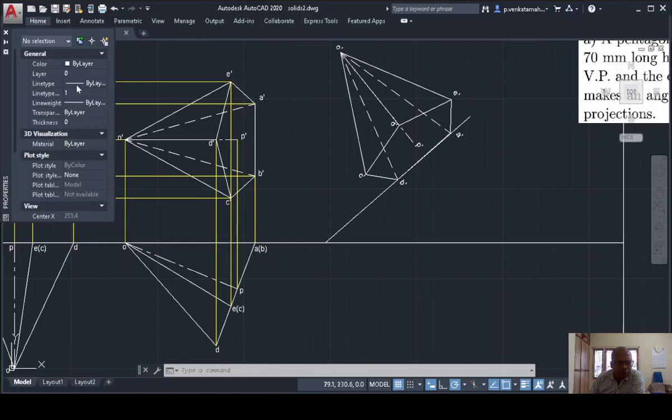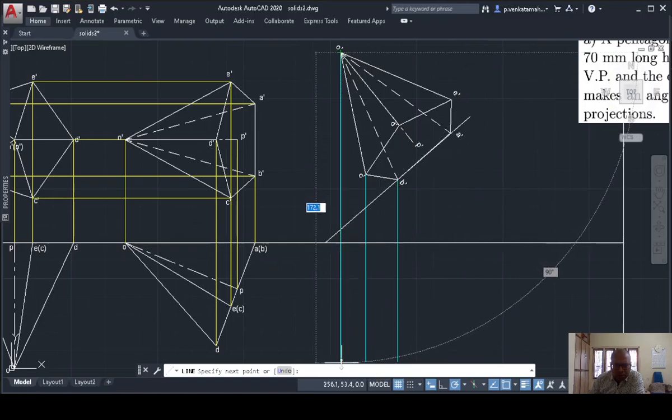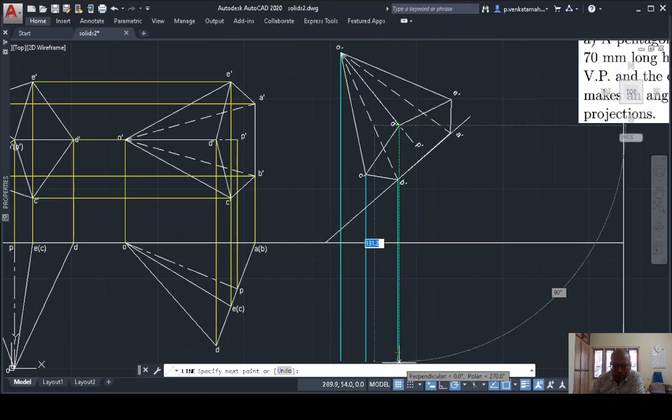So the next one is I have to draw the projections here. Again I am changing colors for projections. So these are the projection lines for the third step. I have to make sure that I am drawing projections for all the points, otherwise the drawing will be incomplete. For all the points, I have to draw projections.